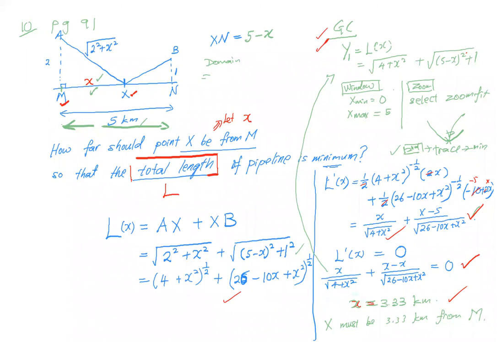Now I move on. If on any occasion I want to solve an equation, for example, I want to find the x for this situation: x over square root of 4 plus x squared, plus x minus 5 over square root of 26 minus 10x plus x squared, equal to 0. I want to find the value of x that satisfies this equation.